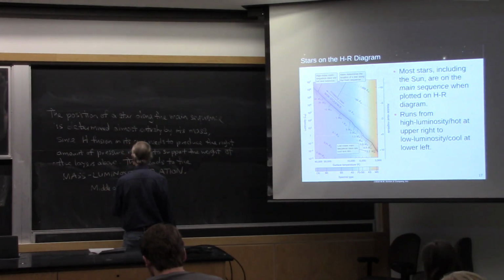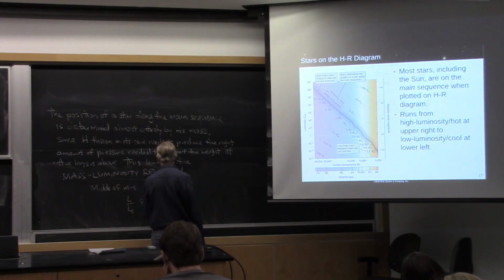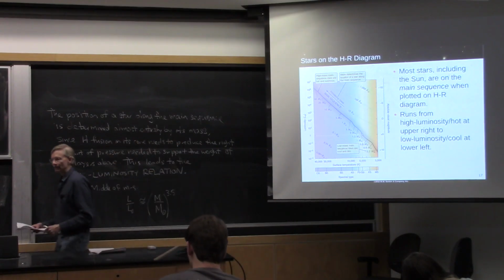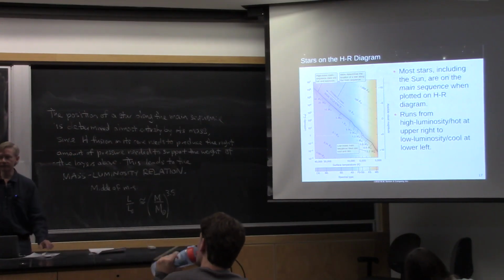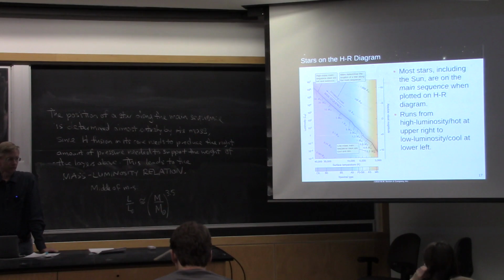Middle of the main sequence, it's roughly that the star's luminosity divided by the sun's luminosity is approximately equal to its mass divided by the sun's mass to the power of 3.5. So in other words, you've got to burn your fuel a lot faster in order to maintain the pressure needed to support your weight if you're more massive.